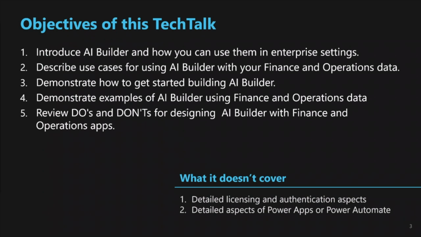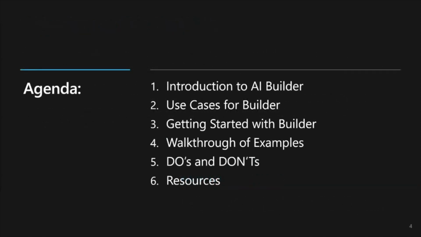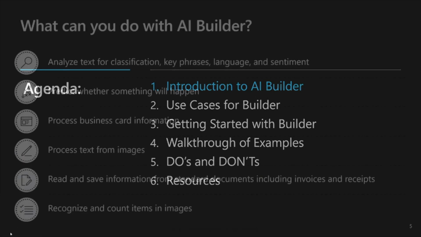Some things that we're not going to cover today are detailed licensing and authentication aspects or detailed aspects of Power Apps or Power Automate. We did cover Power Apps and Power Automate in much more detail in earlier sessions, so if you're interested in that, I encourage you to check those out. We will be using Power Apps and Power Automate in some of today's demonstrations. So kind of looking at the flow, we're going to start out with that introduction, switch to the use cases, getting started, those walkthroughs I was talking about, do's and don'ts, and we'll wrap up with resources and Q&A at the end. So with that, let's go ahead and dive right into an introduction of the AI Builder.